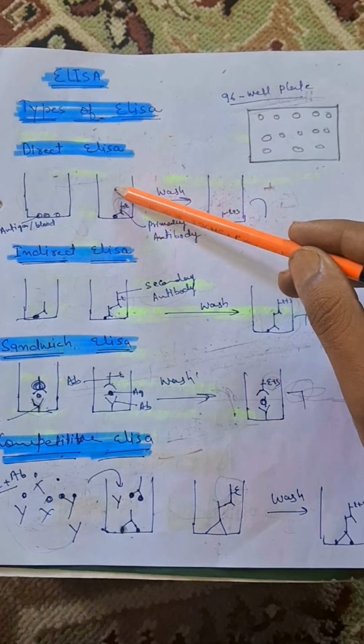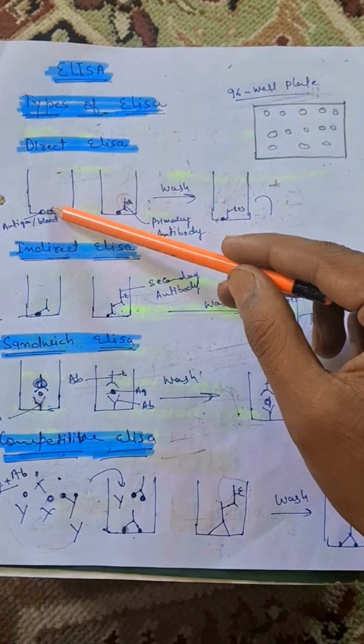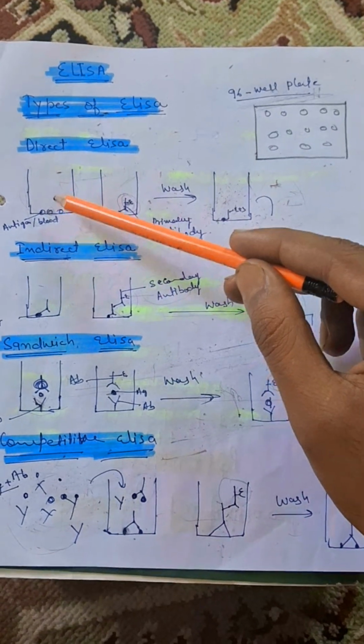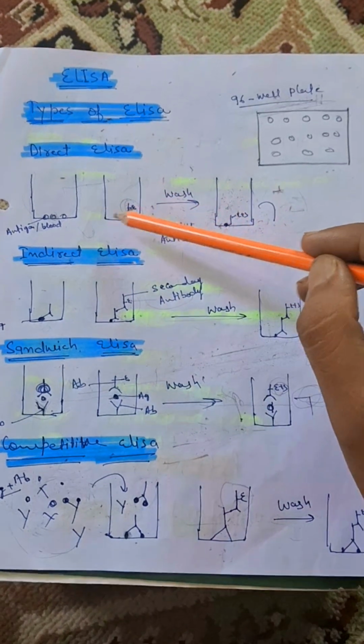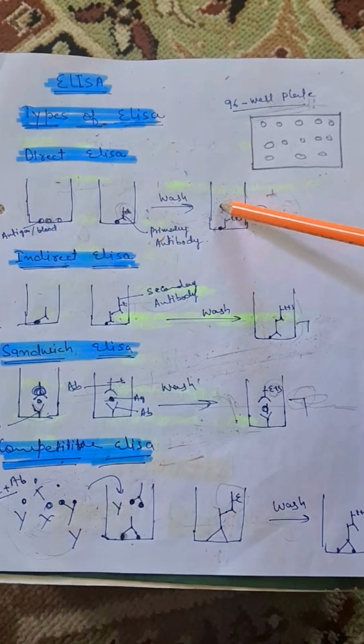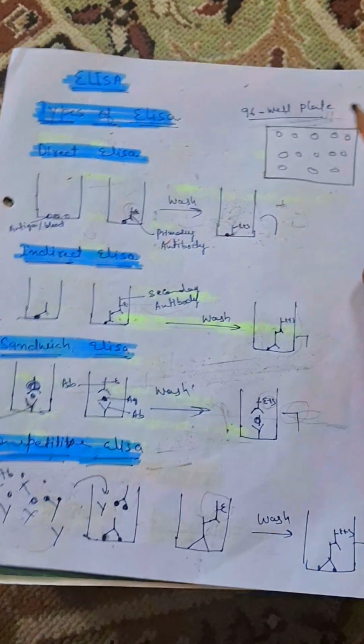First, we will discuss the direct ELISA. In direct ELISA, we first incubate the antigen in the well. Then we use a primary antibody enzyme linked. Then we wash, use the substrate for that particular enzyme, and see the results.